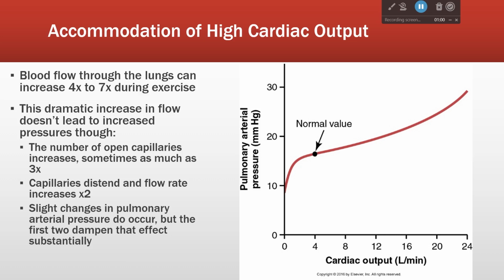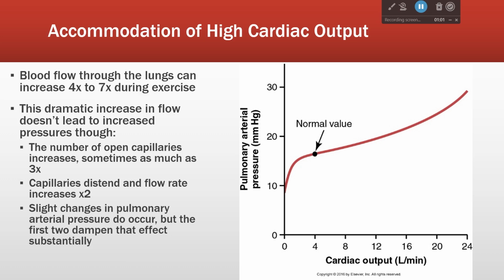In other words, right now as you're sitting here at rest, you are not using all your alveoli. Most of your pulmonary capillaries are not really being used, they're closed. But if you got up and exercised, they would all open up. So you can dramatically increase the number of open capillaries you have, up to 3 times as much. Each capillary can also get bigger and distend so that it increases its flow rate. So more open capillaries that are now bigger can accommodate more blood flow without a pressure change. So our pressure is still low, but we have lots and lots of flow.